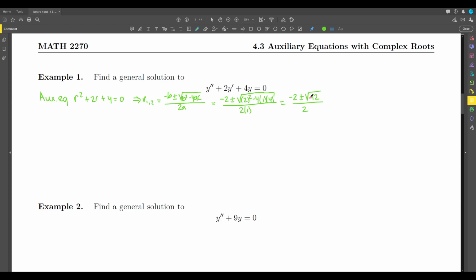And when we have a square root of a negative number, we can factor out that factor of negative 1. So we can write this as negative 1 times 12. So we get the square root of negative 1 times the square root of 12, and the square root of negative 1 is equal to i. So this simplifies to negative 2 plus or minus i times square root of 12 over 2.